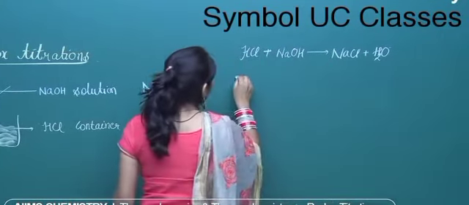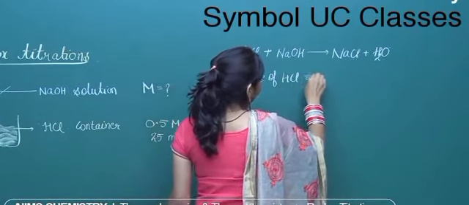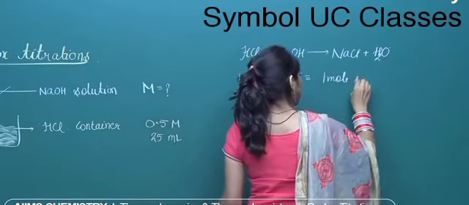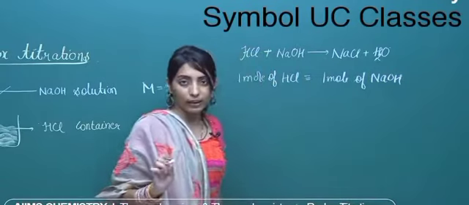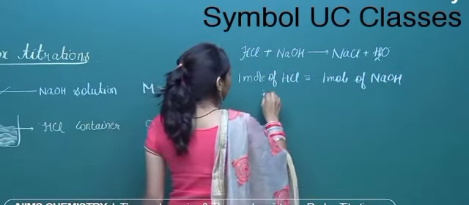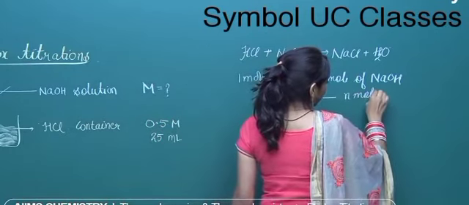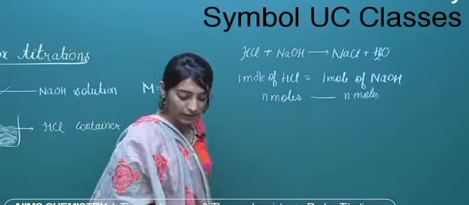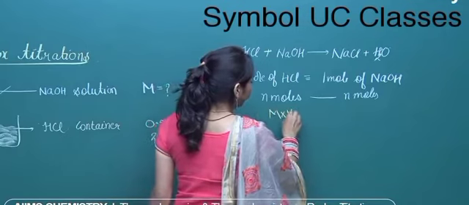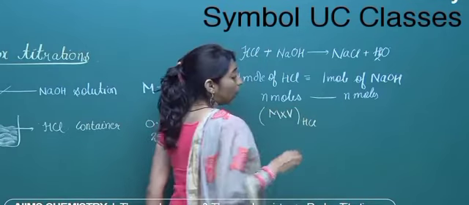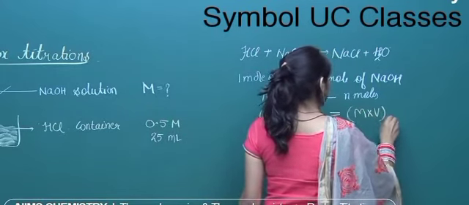So what do you say? You say that 1 mole of HCl will combine with 1 mole of NaOH, right? And then we say that if n moles of HCl are there, then n moles of NaOH will be used up. Okay, so we know the number of moles can be written as molarity into volume. So we write M into V of HCl, and this could be equated to M into V of NaOH.